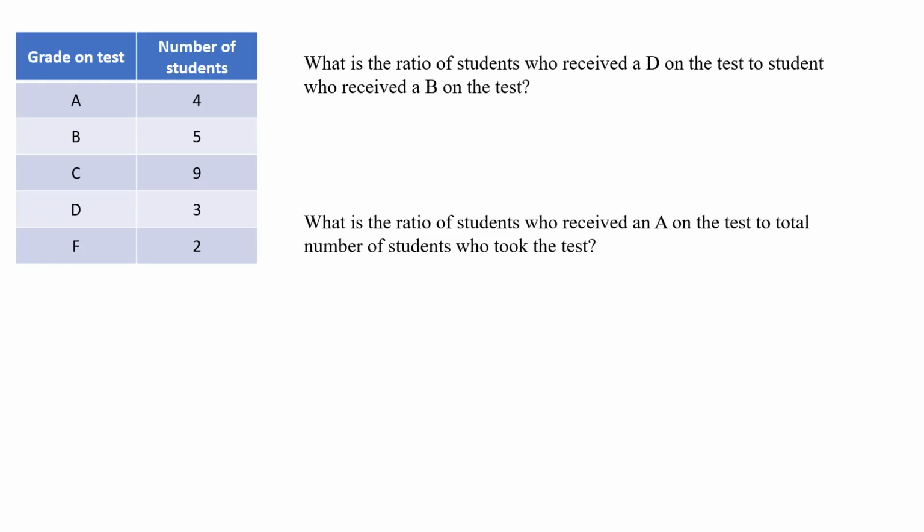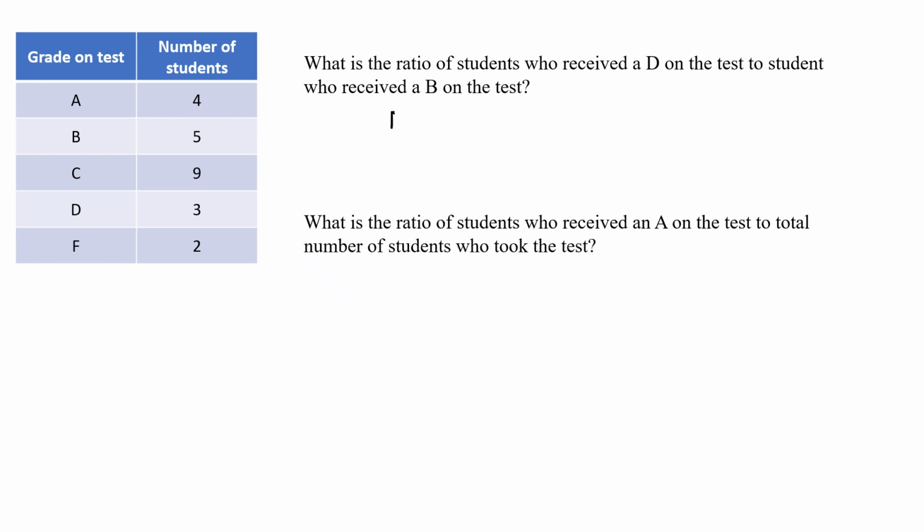We have a table over here with the grades you could get on a test. We have an A, B, C, D, and an F, and a number of students who got each one. There are 4 students who got an A, 5 who got a B, 9 got a C, 3 got a D, and 2 got an F. The first question says, what is the ratio of students who received a D on the test to students who received a B on the test?